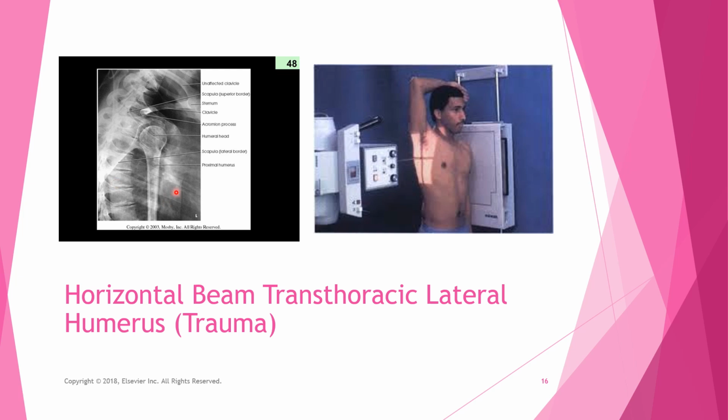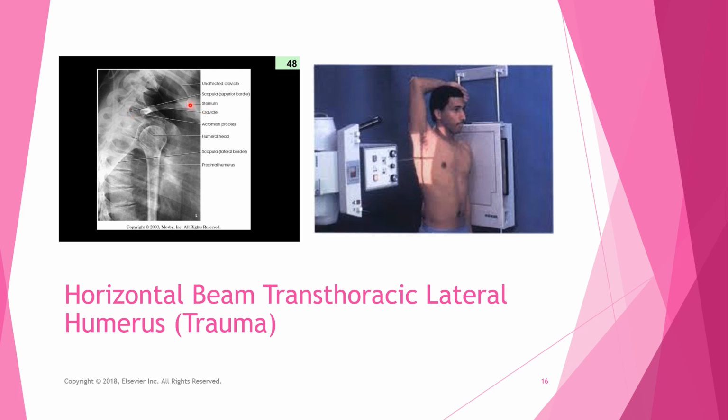You can see them, but you're able to demonstrate this humerus, the proximal humerus, the humeral head, and the proximal shaft of the humerus far better. I mean, that's a beautiful transthoracic lateral. You can see they're labeling the anatomy. This is the unaffected clavicle. This is the superior border of the scapula.